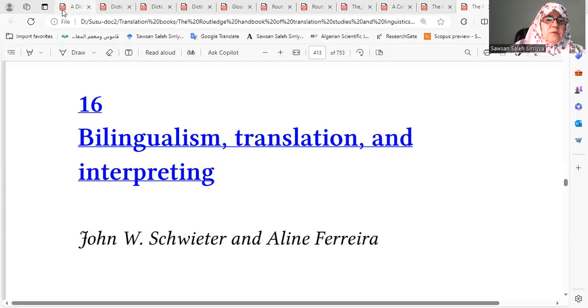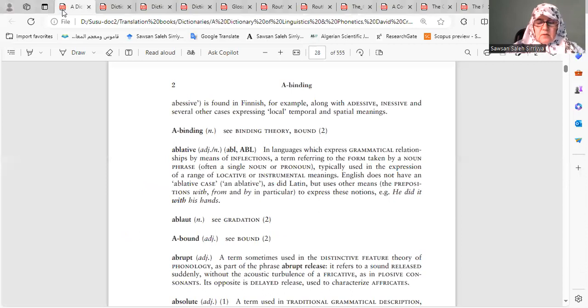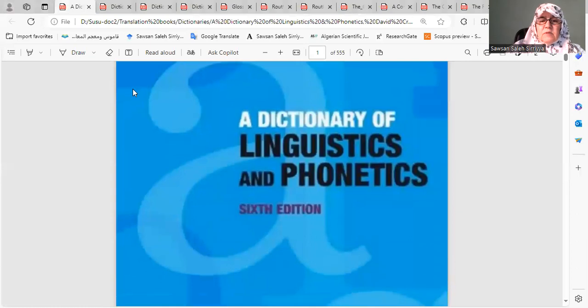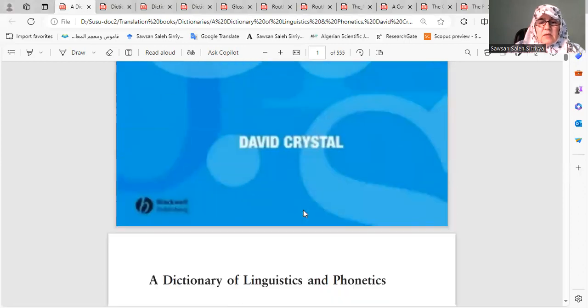Okay, now some students ask me, where do I find these pieces of information? Now let us go to the sources again. Look for this source. Where do I find the title? Of course, this is the title, A Dictionary of Linguistics and Phonetics. This is the 6th edition. Okay, this is the author, David Crystal, and this is the publisher, Blackwell.